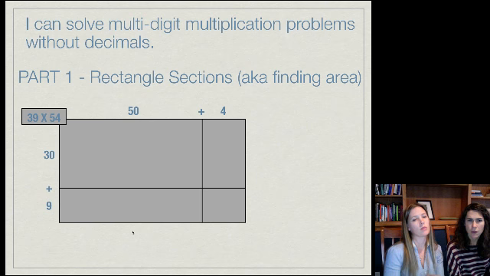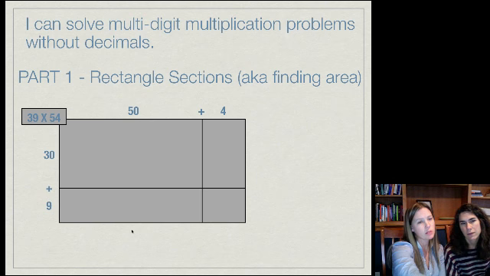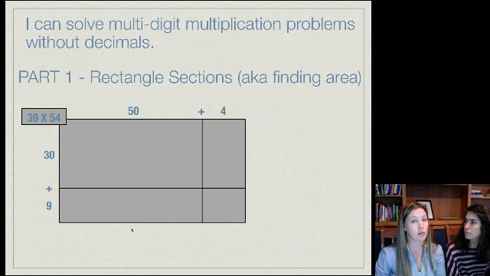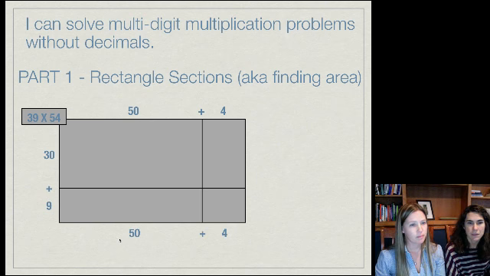Now I have a quick question. What if they put 50 and 4 along the side and 30 and 9 along the top? Would they still get the right answer? Definitely. That's the beauty of multiplication. We can switch those around. So if you did that on your note-taking sheet, you're okay. That's good, as long as you make sure that they go hand in hand here.